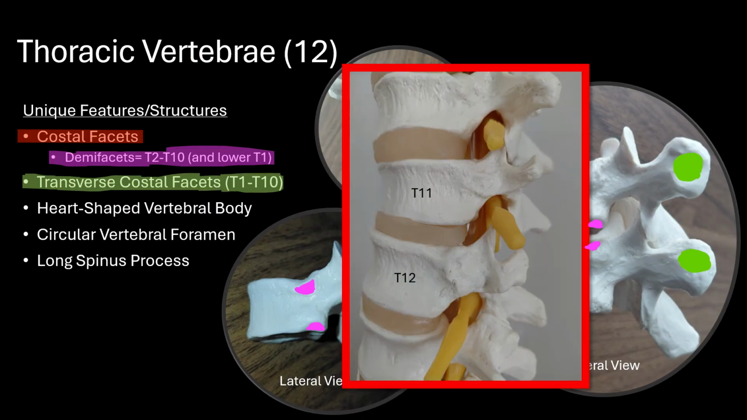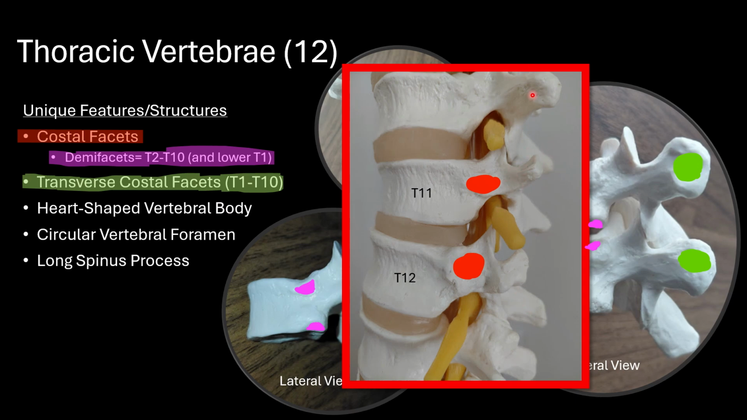Now we're looking at a close-up lateral view of T11 as well as T12. Notice how there's only a single facet on each side of the vertebral body. That is because T11 and T12 ribs only articulate with a single vertebral body. We'll color these in red, so they are full costal facets. Also notice the shape and size of the transverse processes.